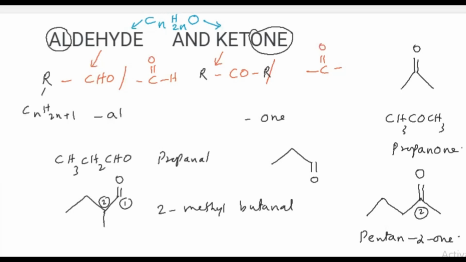We can also add the branches in it, but the structural formula is CH3, then CH2, then CH2, and then CO, and then CH3. This is the structural formula of pentan-2-one. We can also add some branches in it.